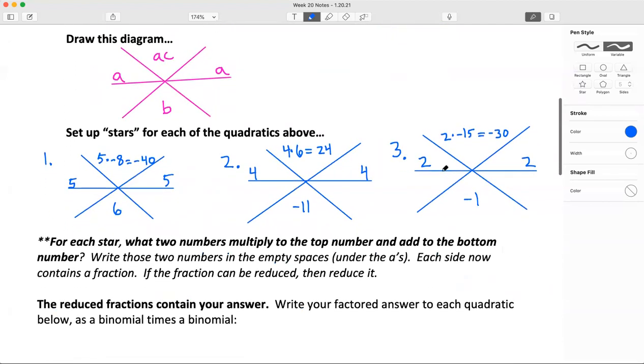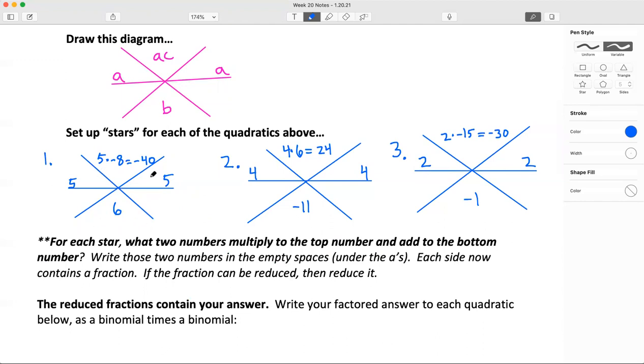Okay, so here's what we're going to do now. Down here, there's a little space left. There's going to be a number that goes here and here, here and here, here and here. What 2 numbers multiply to the top number and add to the bottom number? So the number up here, for example, number 1 is negative 40. The number down here is 6. And we have done this before for the last 7 weeks or so, right? Trying to find what 2 numbers multiply to this number and add to that number.